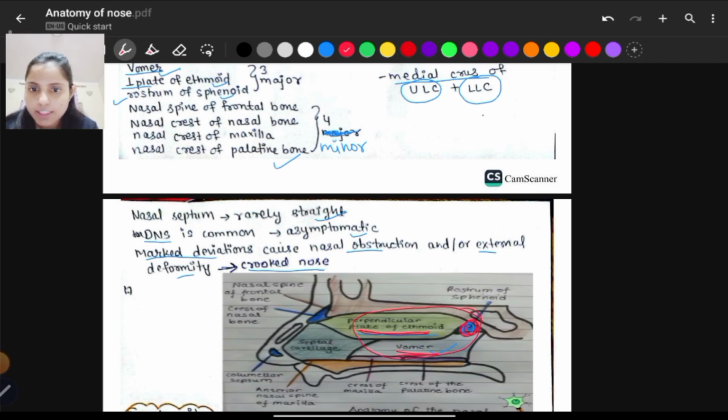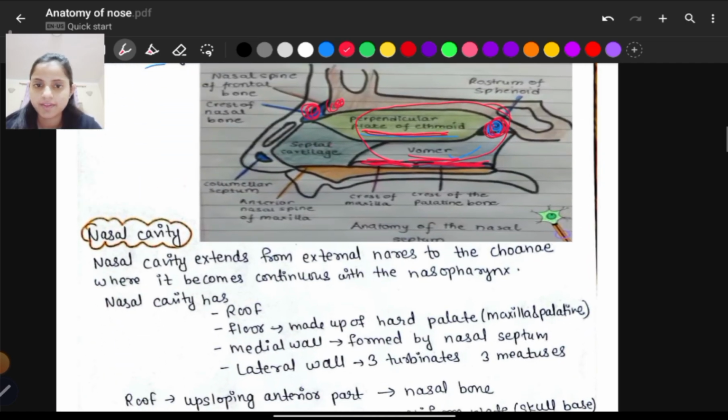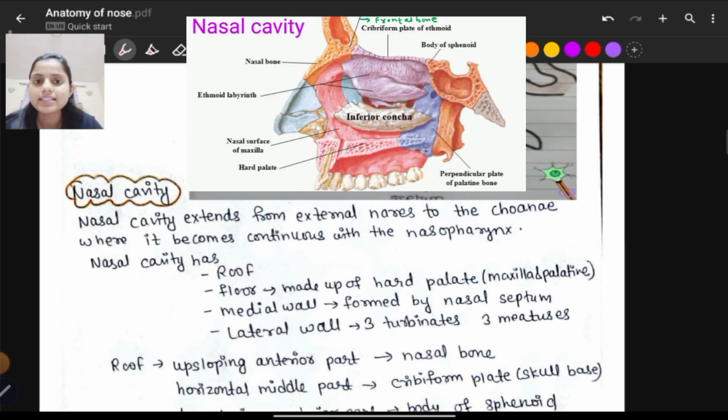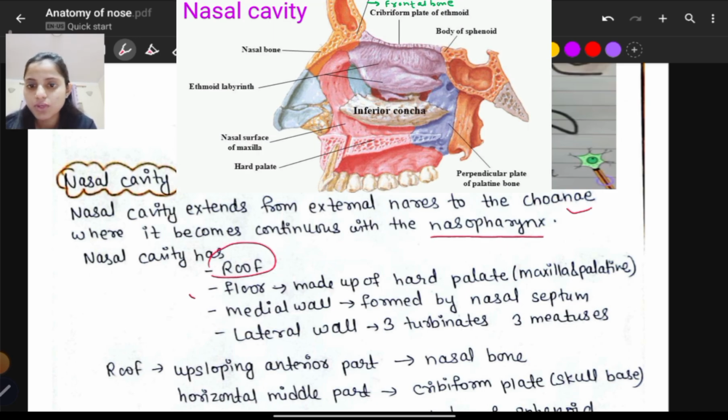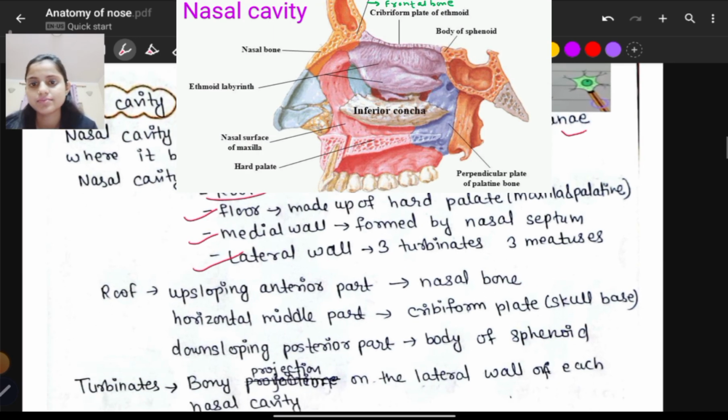Then the nasal spine of frontal bone, nasal crest of nasal bone, nasal crest of maxilla, and the nasal crest of palatine bone. The nasal cavity. The nasal cavity extends from the external nares to the choana, where it becomes continuous with the nasopharynx. The nasal cavity has a roof, floor, medial wall, and lateral wall.